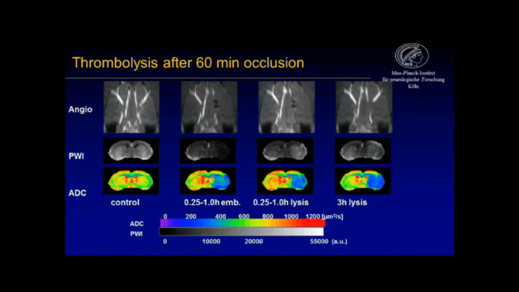However, when we look at the ADC down here, we see that apparently lysis has started too late. We learned that despite the fact that we have been able to reopen, recanalize the vessel, recovery of the tissue has not happened any longer.